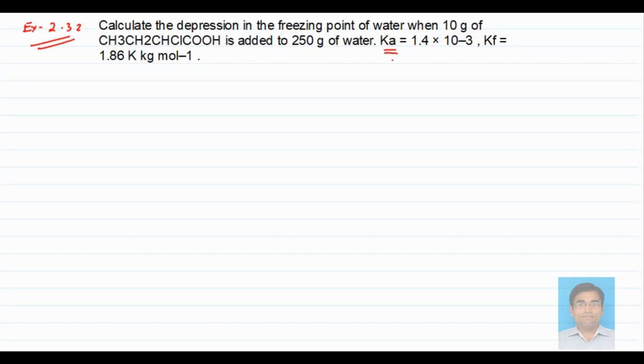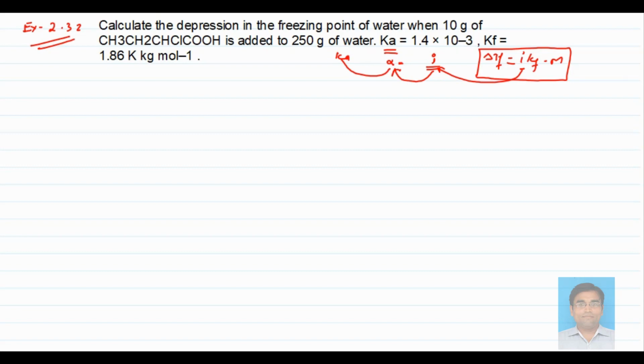And after that we have to find out the value of i, and then we have to use the value of i to find out the depression in freezing point. That is the formula delta Tf equals i into Kf into m. Here we have to use this formula, but for this formula we must have a value of i. The value of i is obtained with the help of alpha, and alpha is obtained with the help of Ka. So we have to use Ka.